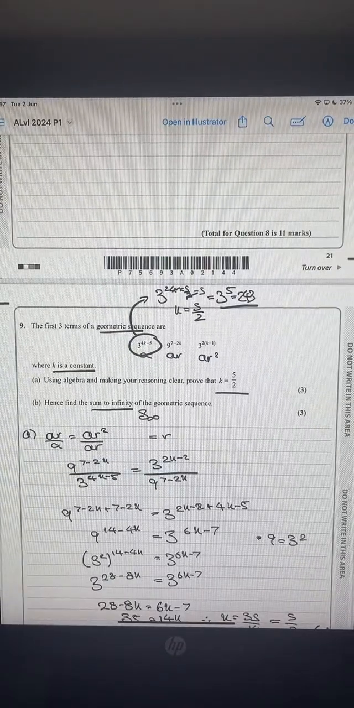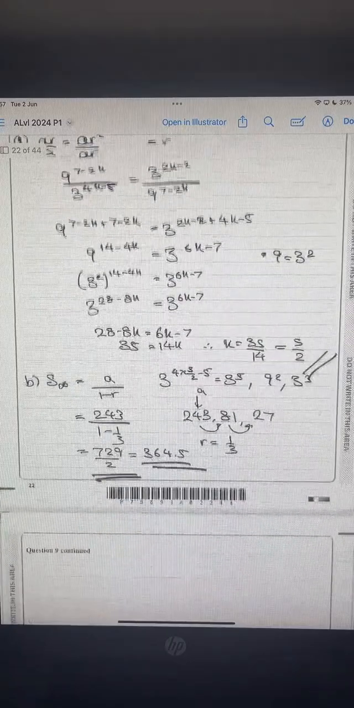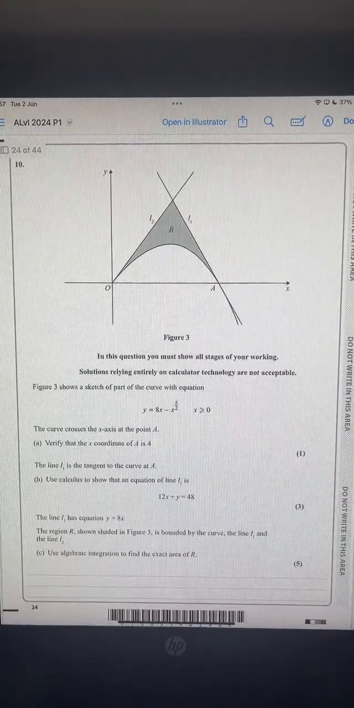Hope that helps, Tyler. Okay, that is question 9. I see it is coming up to 8 o'clock, but I am probably going to run overboard with this live.